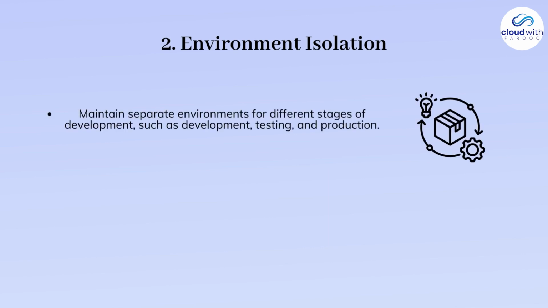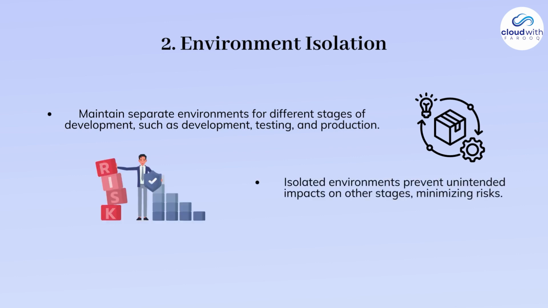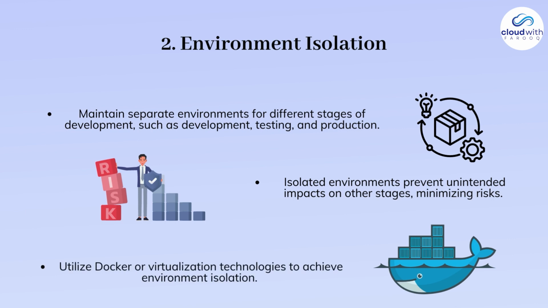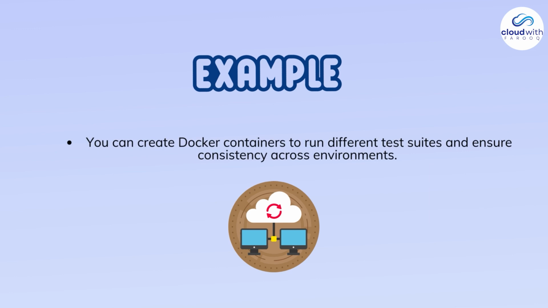Number 2. Environment isolation. Maintain separate environments for different stages of development, such as development, testing, and production. Isolated environments prevent unintended impacts on other stages, minimizing risk. Utilize Docker or virtualization technologies to achieve environment isolation. For instance, you can create Docker containers to run different test suites or ensure consistency across environments.